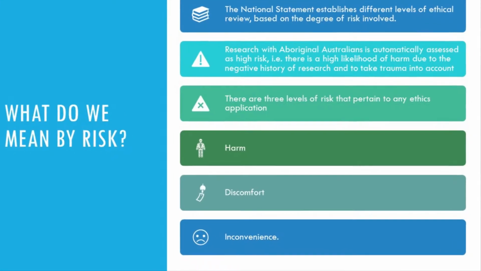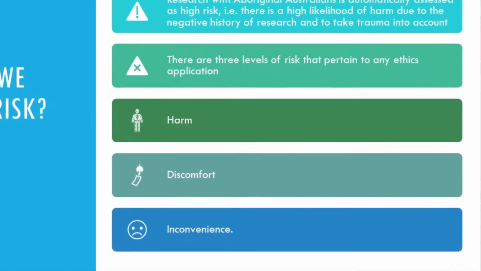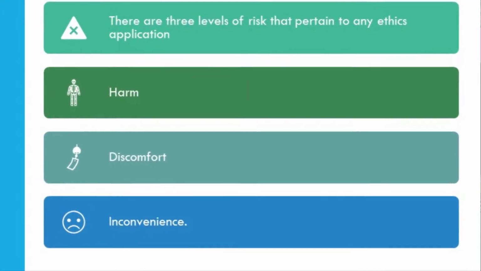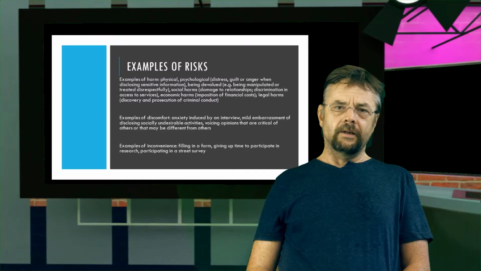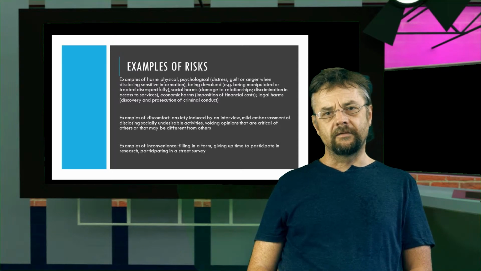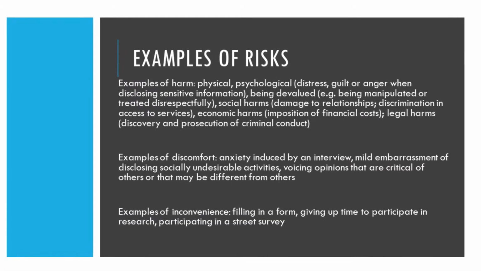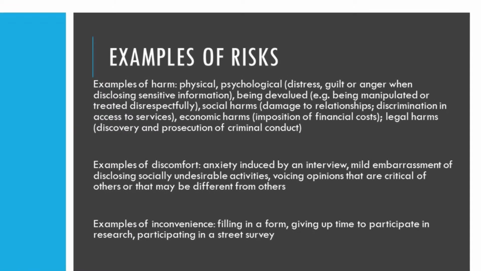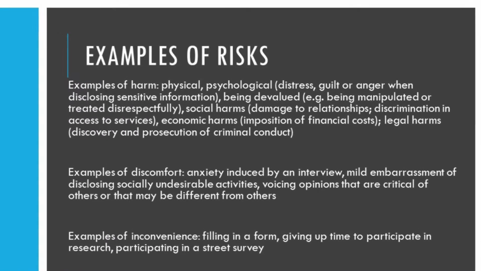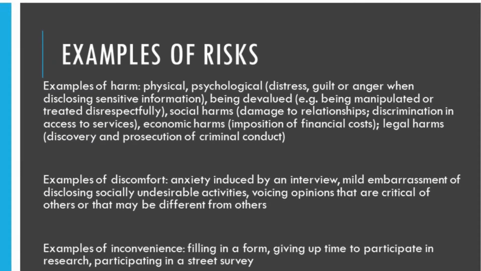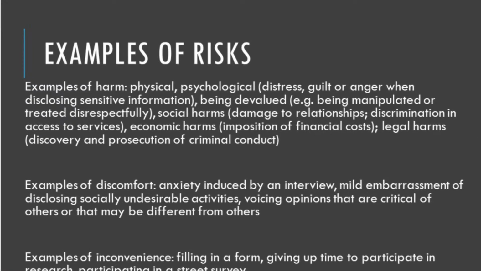We have risk of harm, risk of discomfort, and inconvenience. Here are some examples of risks to give you a better idea of these 3 different types. Harm would be physical harm as well as psychological harm. If you are undertaking socially sensitive research, you need to be careful not to make participants feel devalued or disrespected. There might also be social harm, which is damage to people's social relationships or ability to access services.